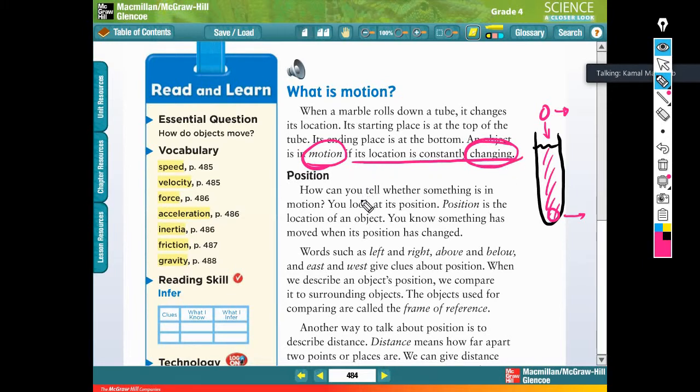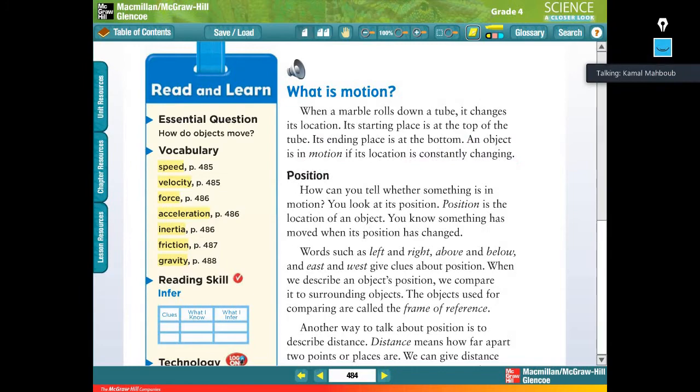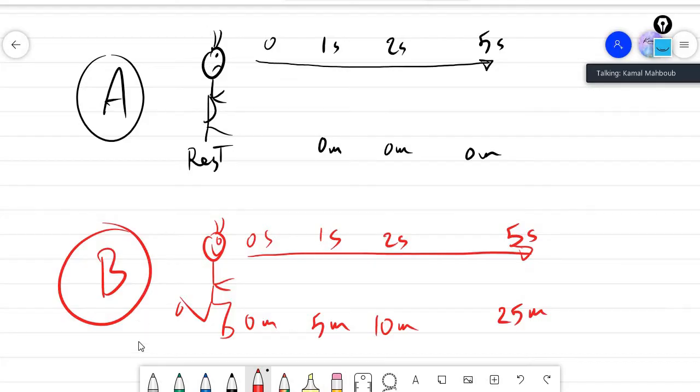When we have a change in position, we have motion. Changing in location, we have motion. Now look over this guy, for example. Now explain these two guys here. Now number B, he is changing his position, changing his location, so we have here motion or movement. Now let's explain more about motion, location, position.